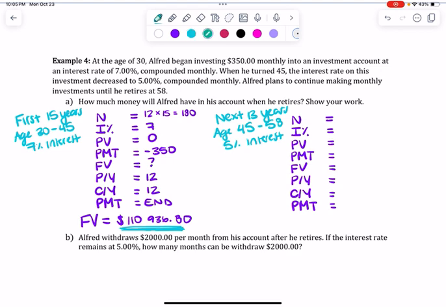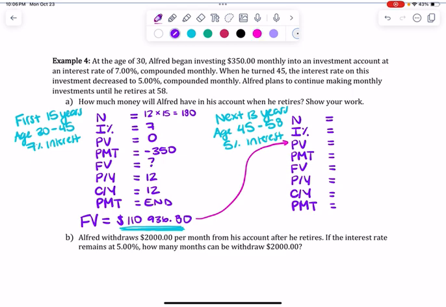Now, like I said before, we have to do TVM in 2 steps because we can't accommodate that change in interest rate. But Alfred isn't actually taking that money out after the first 15 years. When he's 45 and starting that next chapter of his investment life, when our interest rate is 5%, that $110,936.80 is already in the bank account. So when we're taking a look at our second TVM, that FV is going to start off as my PV. It's going to already be in the account.